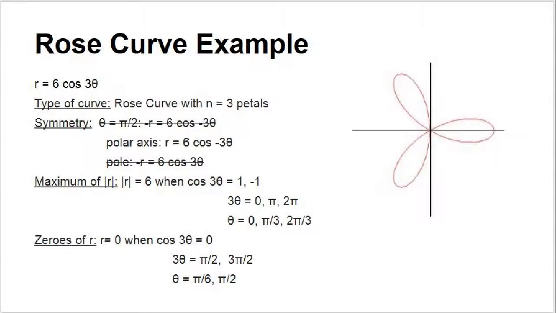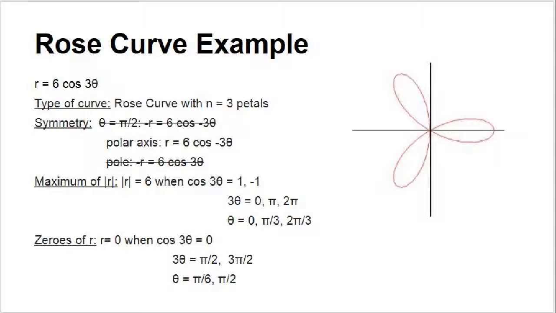To graph r equals 6 cosine 3 theta, first determine the type of curve. This curve follows the general equation of a rose curve, and n is 3, therefore this is a rose curve with 3 petals. Checking for symmetry, cosine is an even function, therefore it is symmetrical across the polar axis. To determine the maximum of the absolute value of r, cosine 3 theta must be 1 or negative 1. This happens when theta is 0, pi over 3, or 2 pi over 3.